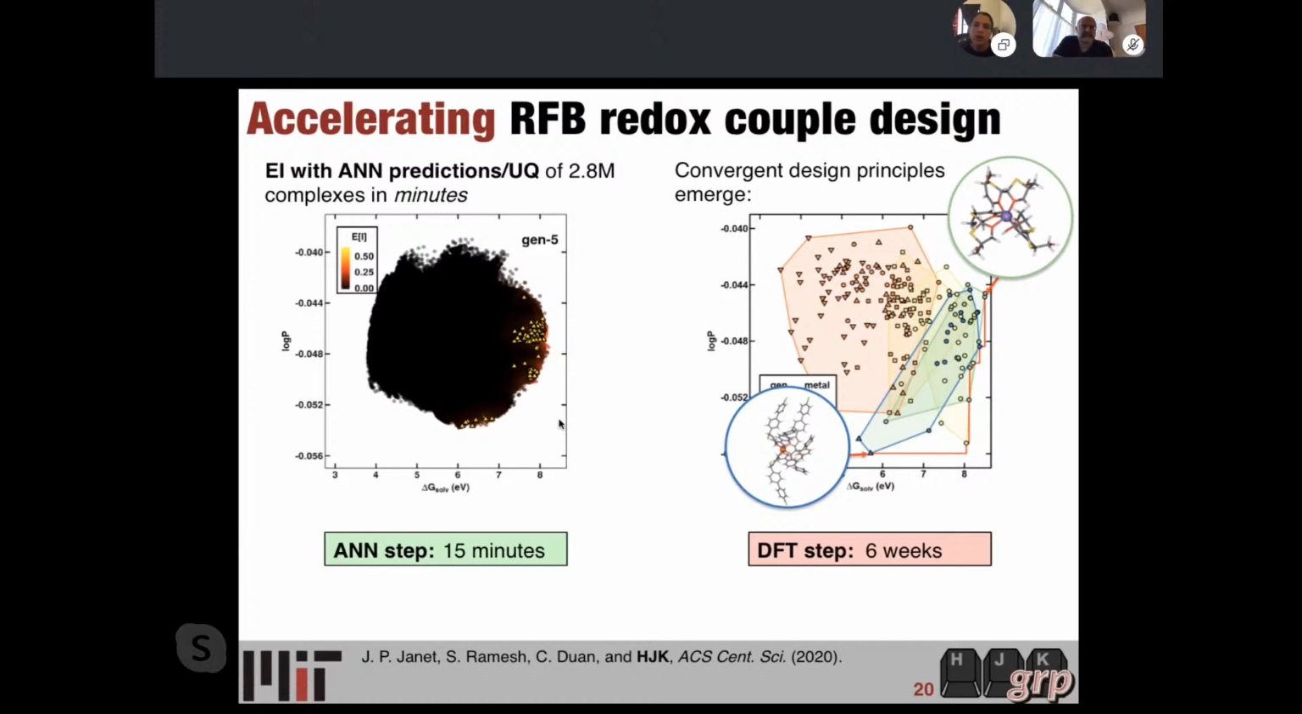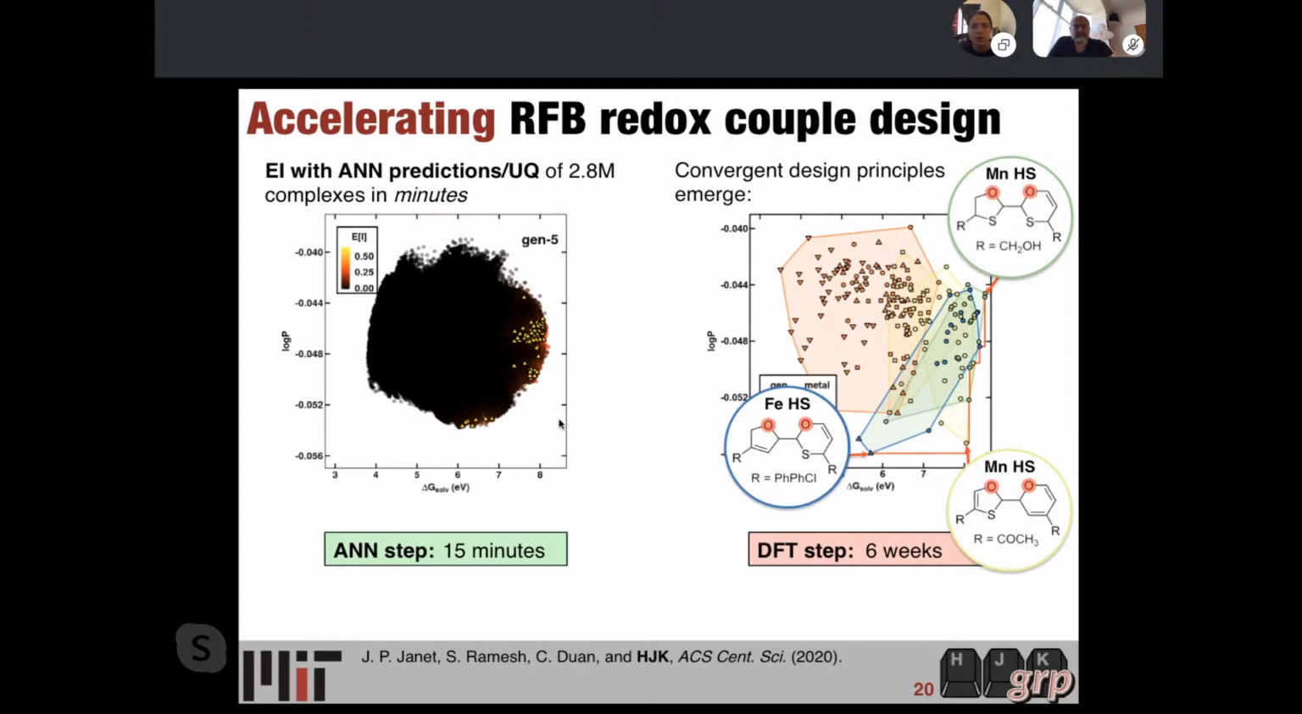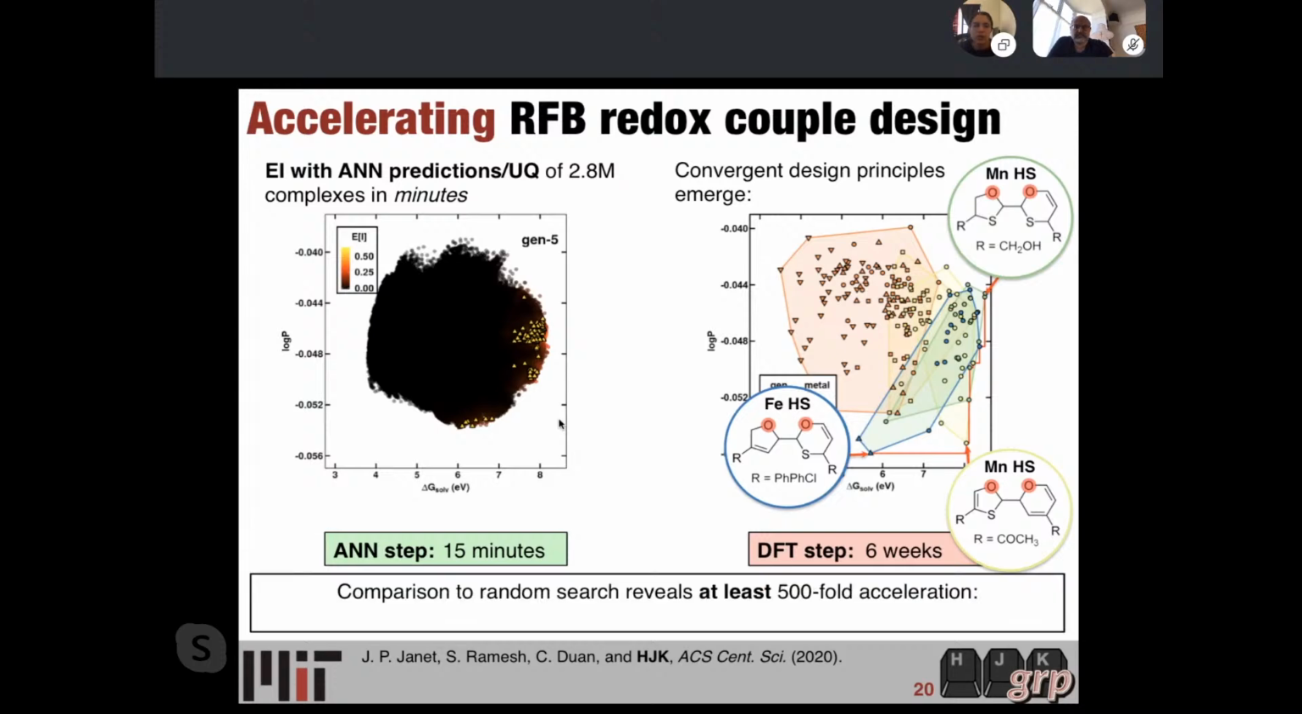But you can ask, well, could we have done this another way? Could we have just randomly searched this space? And what really is the acceleration we're getting out of this combined machine learning expected improvement approach? And we can compare this to random search, and we conservatively, because these distributions are not normal, see that we get at least 500-fold acceleration.